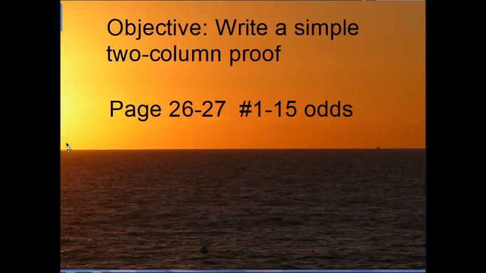Our objective for this section is to write a simple 2-column proof. For homework, we're going to be working on page 26 to 27, 1 to 15 odds. So here we go, let's begin.